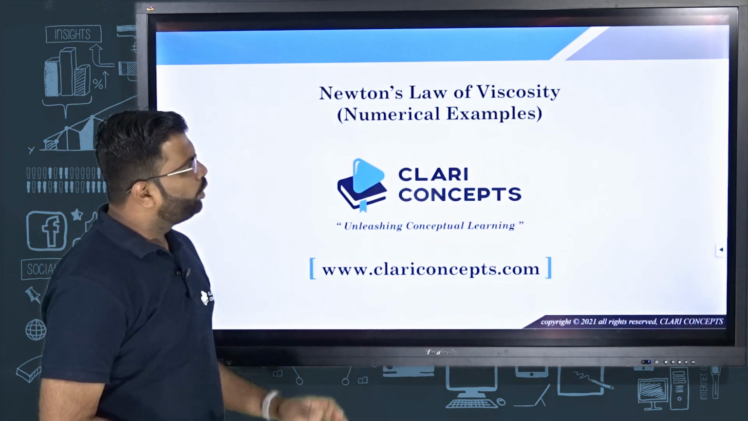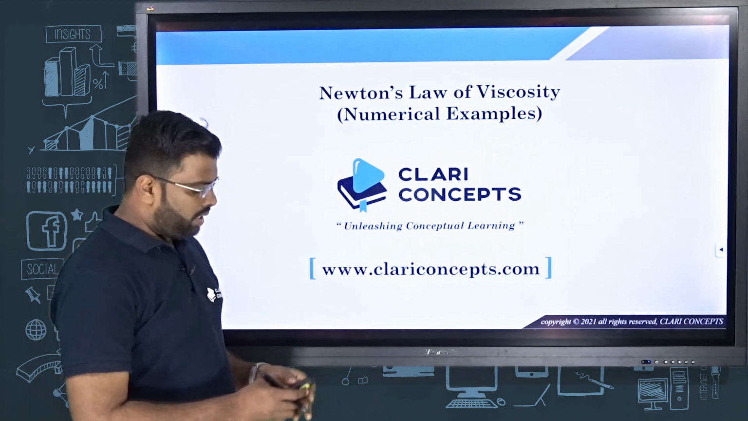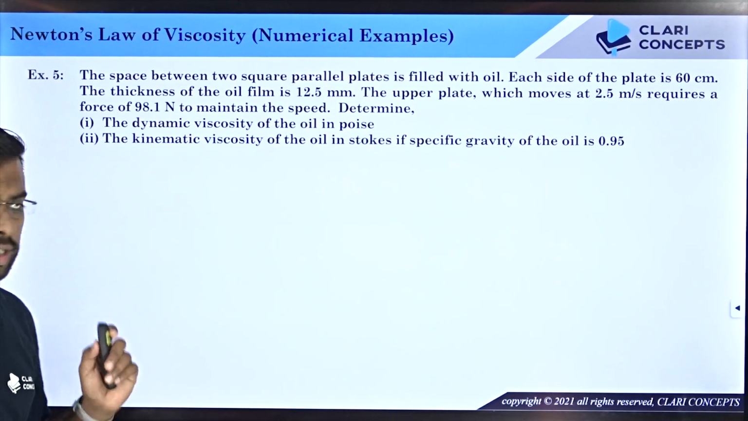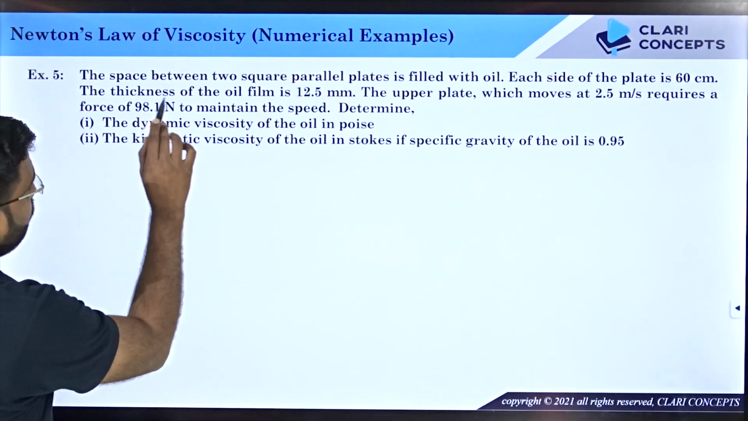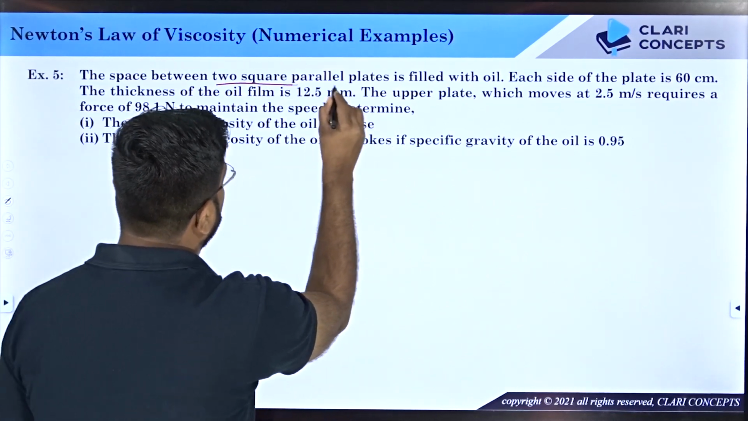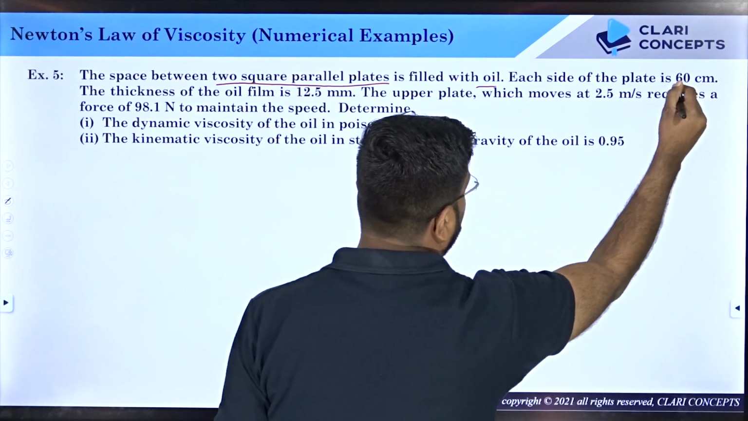So today we will continue again with the series of Newton's law of viscosity's numerical portion. We have today the fifth numerical of this particular topic, that is the space between two square parallel plates. You have been given two square parallel plates filled with oil. Each side of the plate is 60 centimeters.